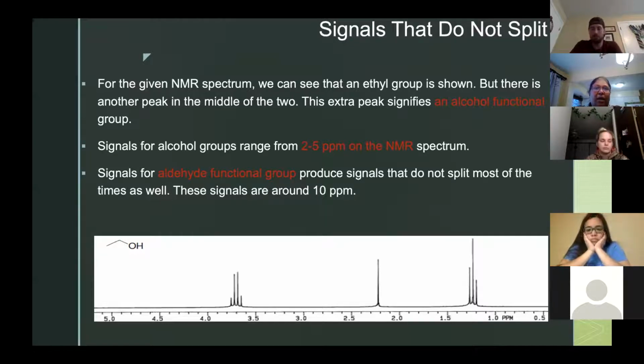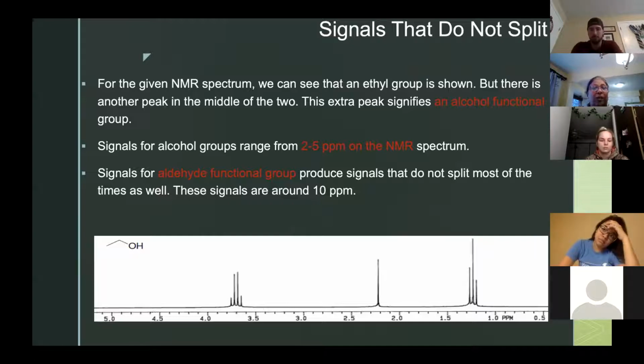Another one is the aldehyde. You think of the aldehyde functional group, C=O, right? Carbonyl. And to one side, you have the hydrogen. So that hydrogen also does not have a neighbor, and he appears as a lonesome guy around 10 ppm, okay?